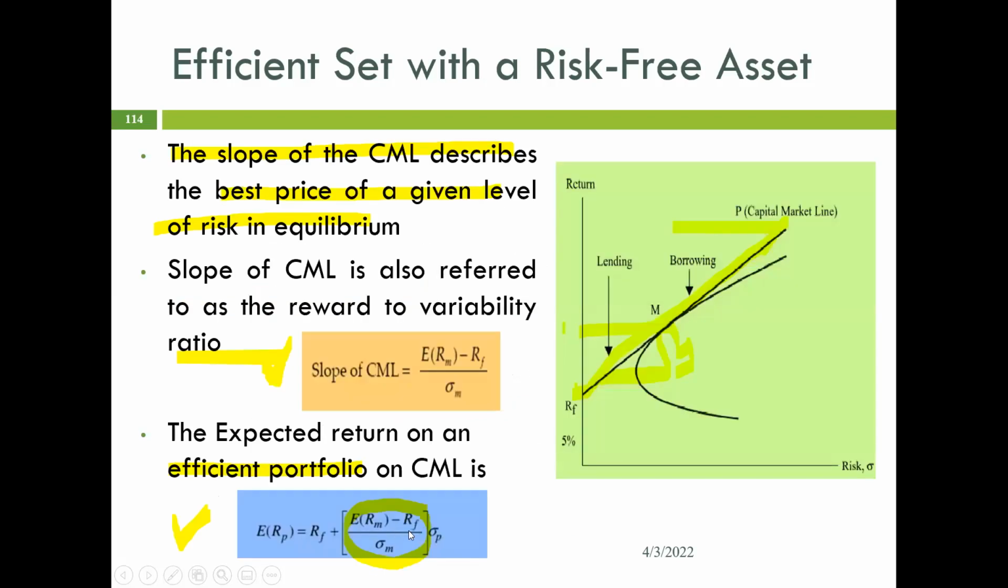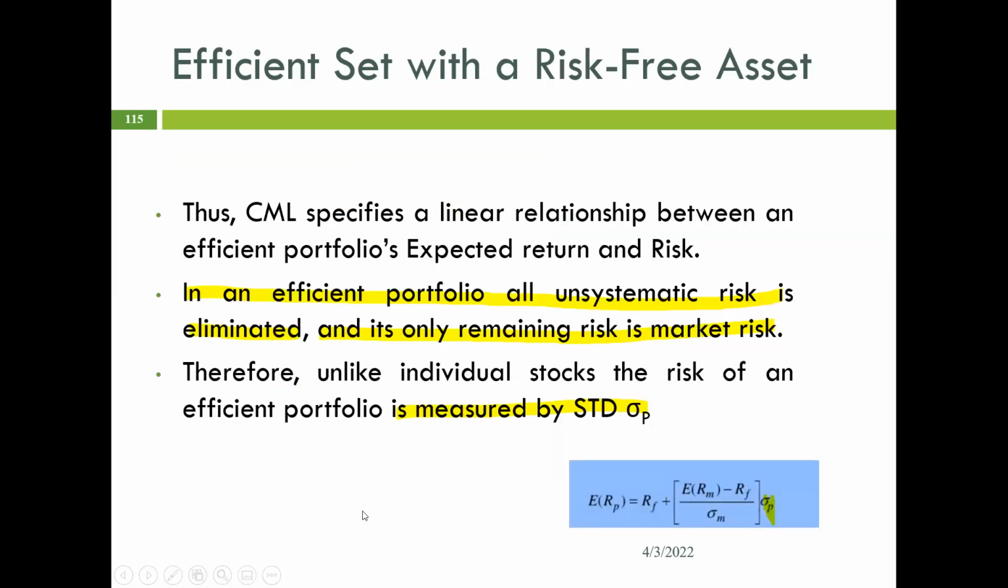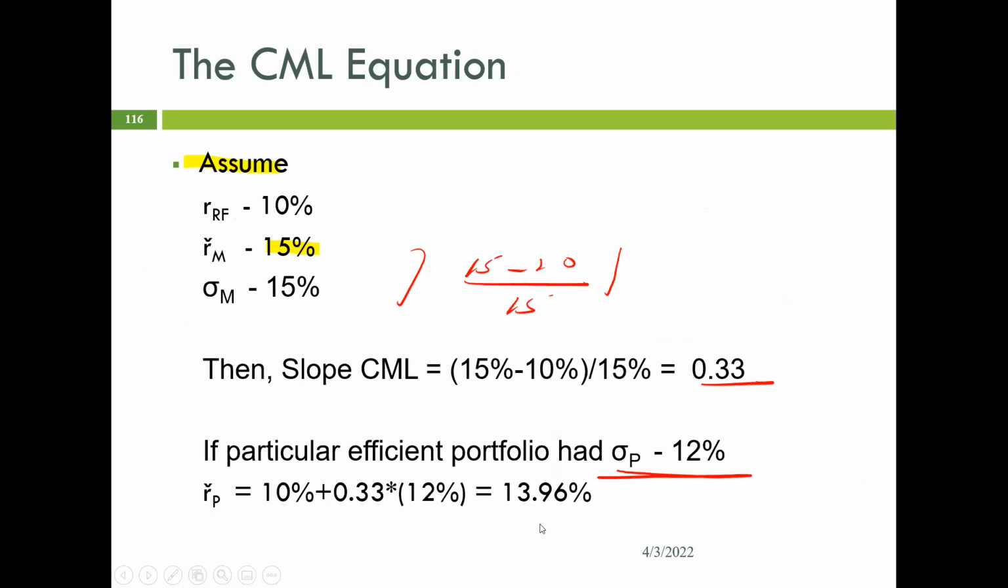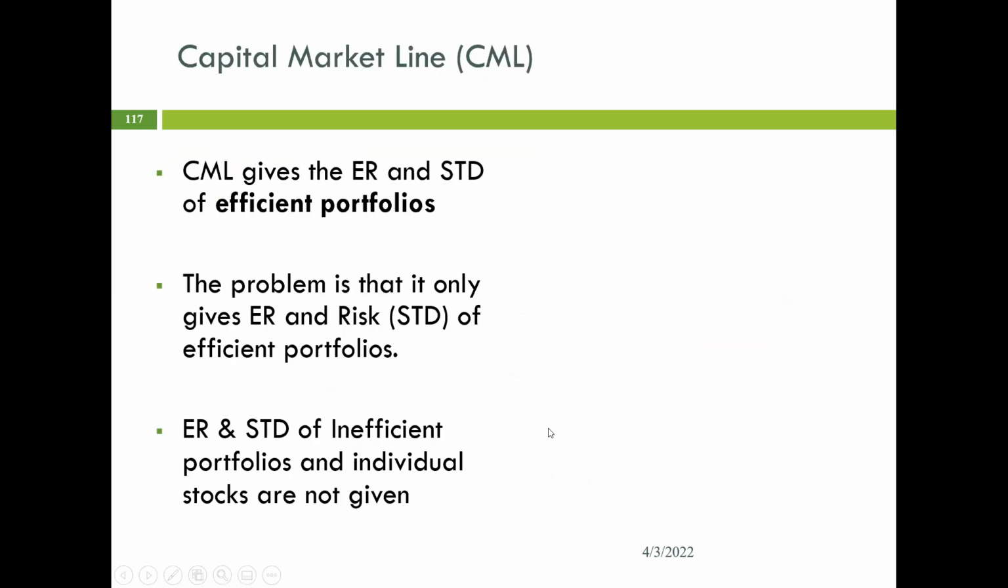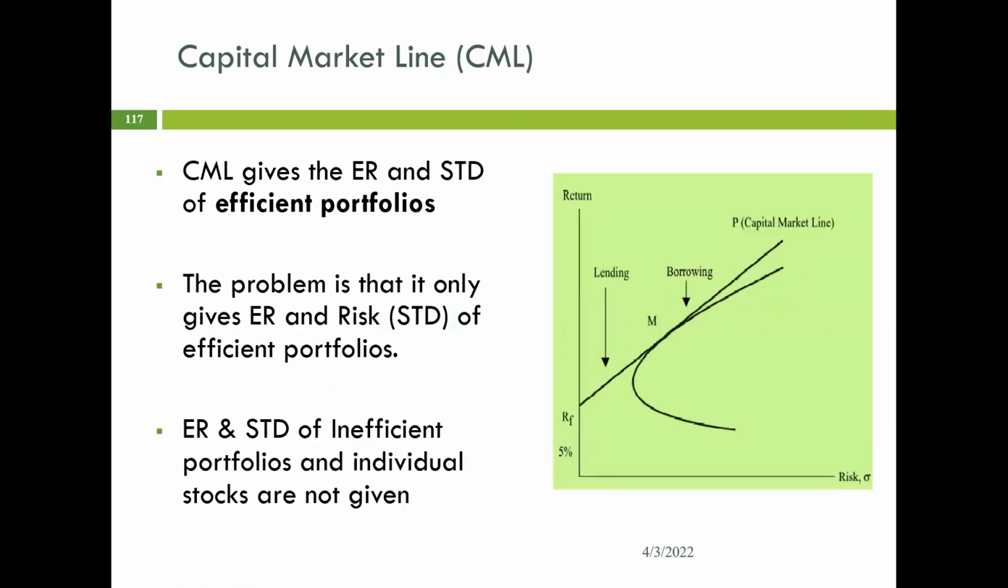For the exam paper, if you are given the information related to an efficient portfolio based on the capital market line, say CML, you can forecast the expected return using this linear relationship. So you will get 13.96%. So simply this is the application of the capital market line to calculate the expected return. Right. So now, I think it is clear that the capital market line gives the expected return and standard deviation of the efficient portfolio.